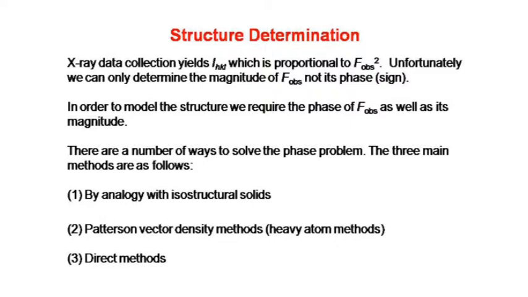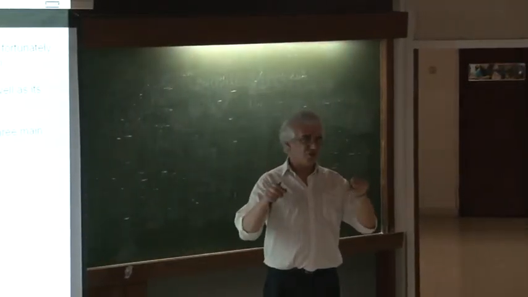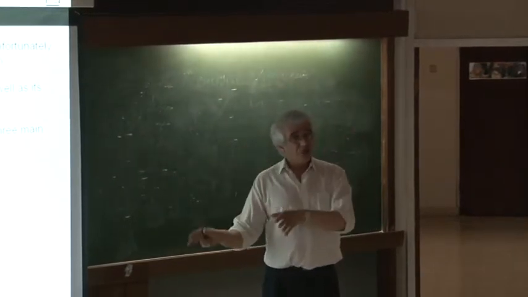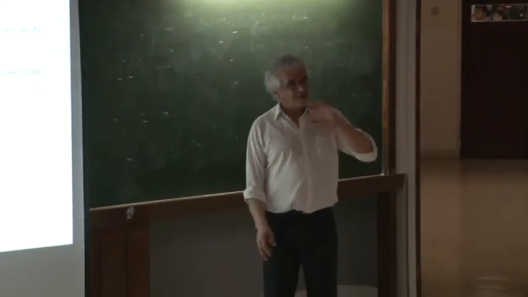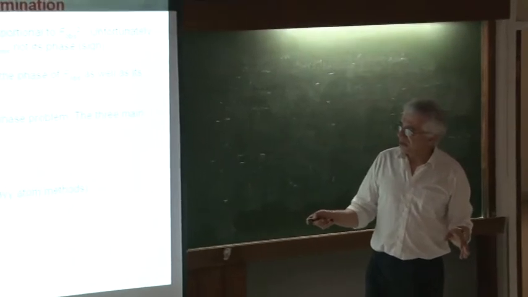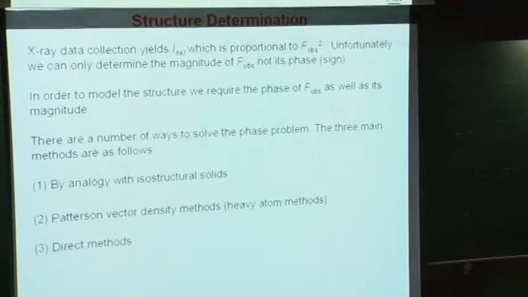So, the first one is simple: an analogy, and that's what we do in powder diffraction usually. We have something that has the rock salt structure, so we take the structure of sodium chloride, we adjust the cell dimension, change the atoms for the atom types, and put the same coordinates in. Then we do the refinement. That works very well. The second one is vector density methods, and lastly I'll talk to you about direct methods.